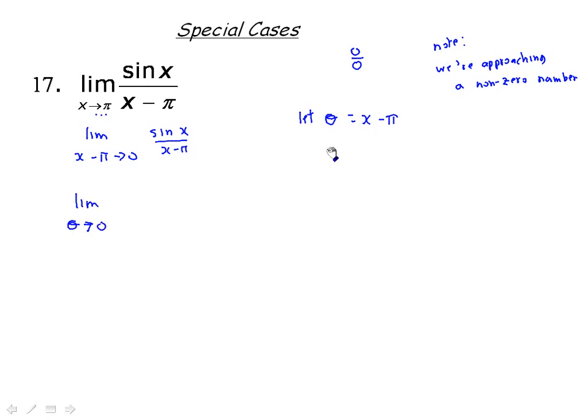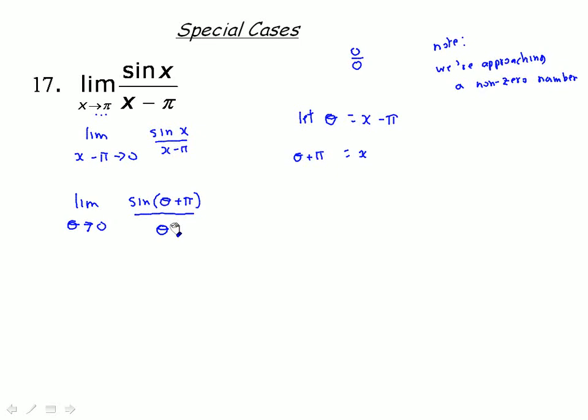The problem is we have to deal with this x and the x minus pi and express them in terms of theta. But that's not an issue because we take the x isolated and we get theta plus pi. So in fact, sine x becomes the sine of theta plus pi. And then the denominator is x minus pi, which is in fact just equal to theta, according to the original substitution that we have.